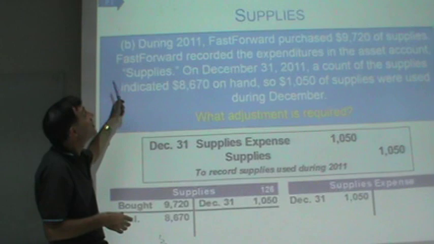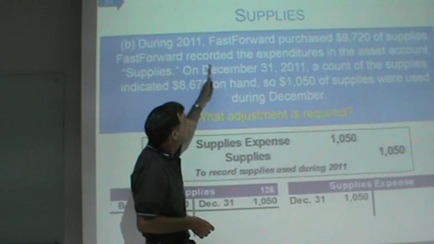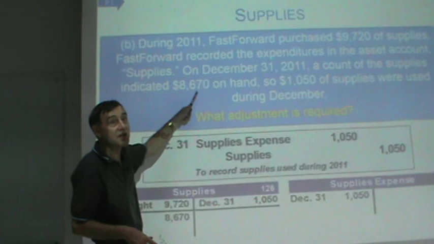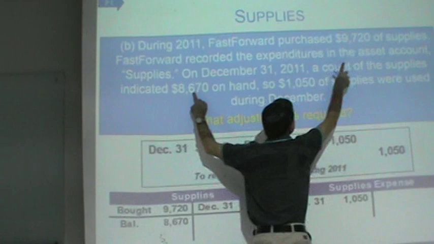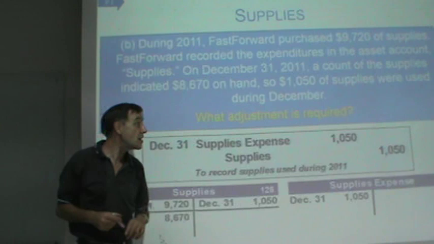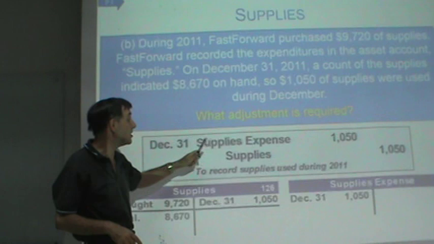So, purchase whatever, $9,720 of supply. I gave you an example with bottles of supply. Recorded expenditures in the asset account, supplies, okay. In December, the count of supplies was 8,670. So you used 1,050. So what is the adjustment at the end of the month? The adjustment is simple. Debit supplies expense, credit supplies. The expense is a debit account, you debit it, and credit supplies, okay?